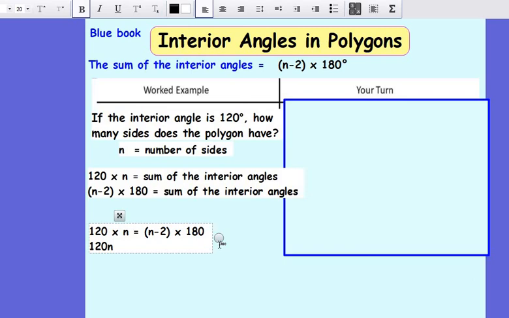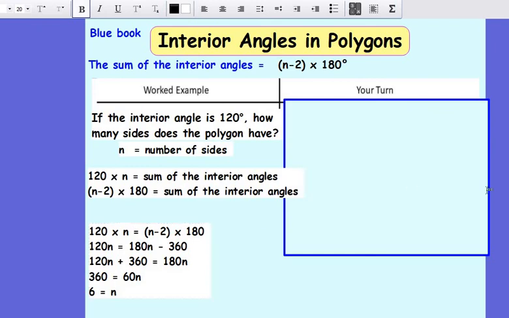I'm going to expand that bracket. 180n take away 360. I'm then going to solve it by adding 360 to both sides. Subtracting 120n from both sides. So the number of sides, by dividing both sides by 60, tells me that 6 is equal to n.